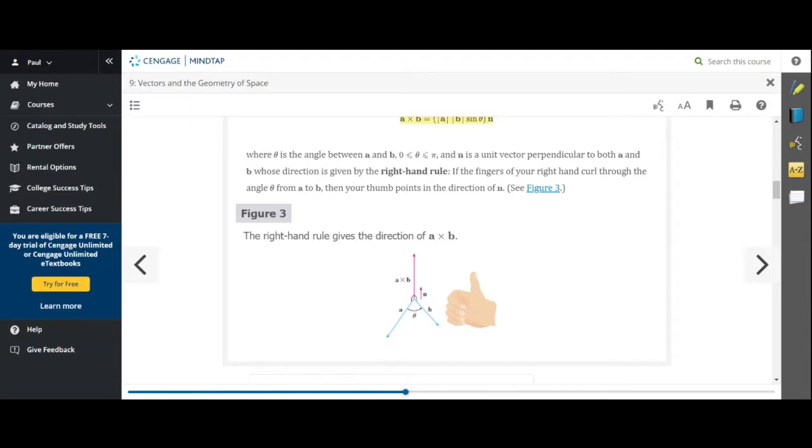You can see that based on this picture in figure 3. So far, are we good?